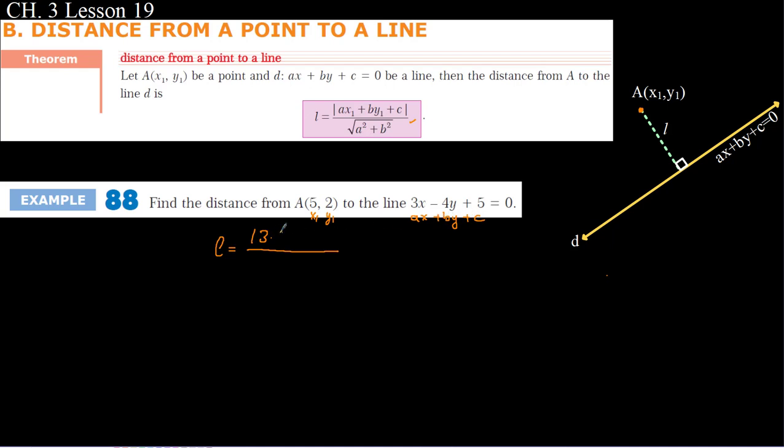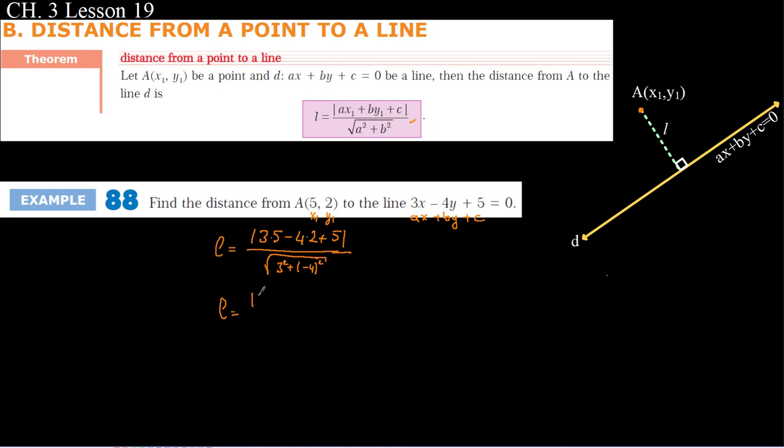So this is 3 times x1, 3 times 5, then plus minus 4 times y1, which is 2, and plus 5, all over the square root of a squared plus b squared. This is a and this is b, so 3 squared plus (minus 4) squared it has to be. And then here I need to close the absolute value. I'm going to find the value of it only.